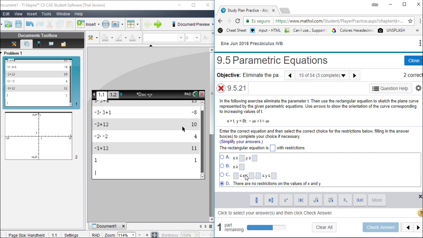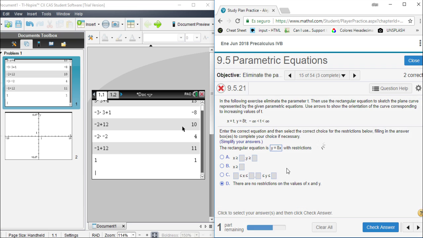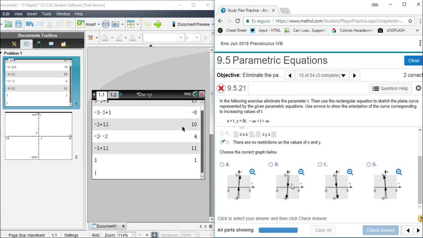There are no restrictions. So we know that y equals 8x, and it doesn't have restrictions. So let's see if it's correct. It's correct. And now we need to graph it. We need to see if the values are correct. So now we're going to use the common values -1, 0, and 1 to identify which of these graphs is the correct one. So we know that y equals 8x.